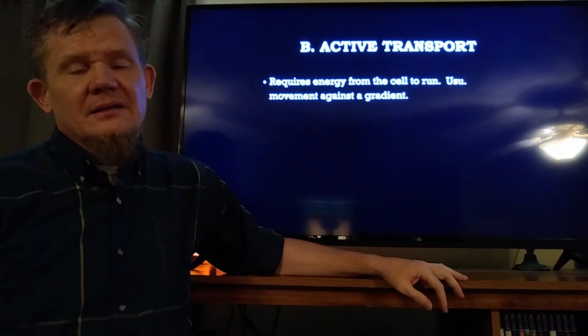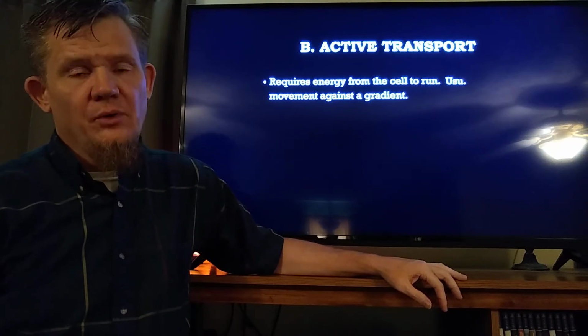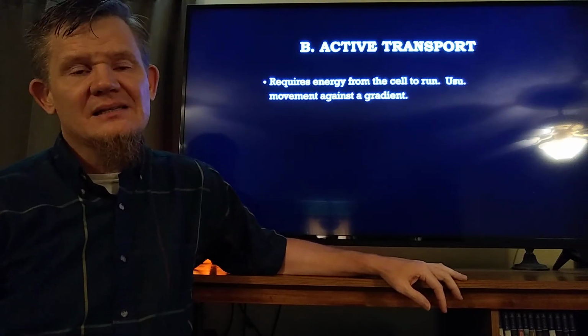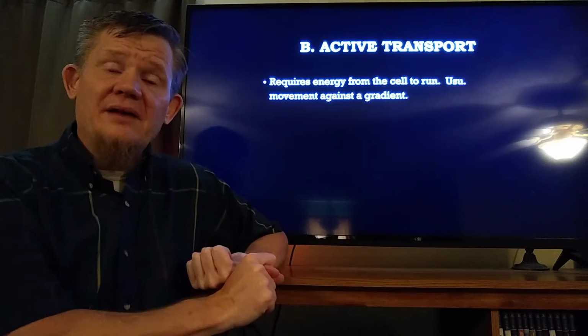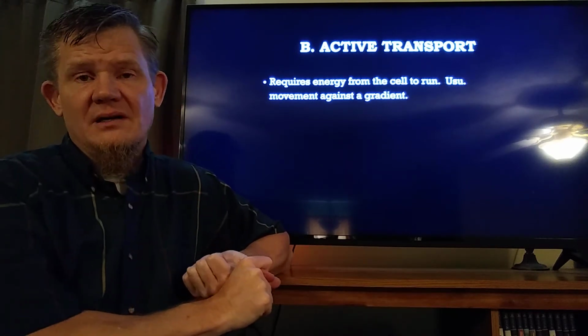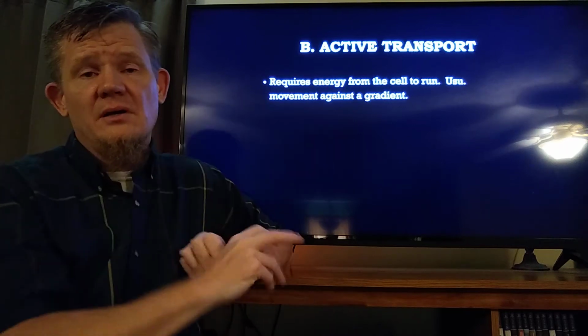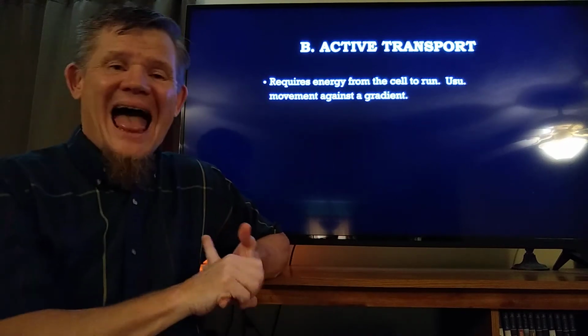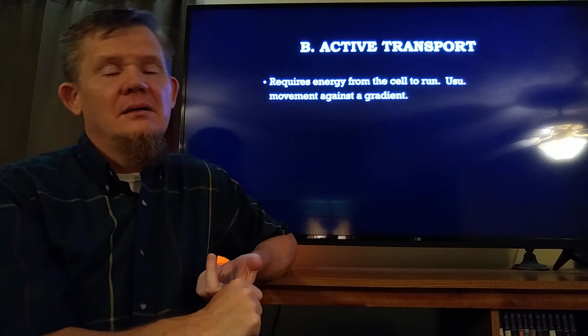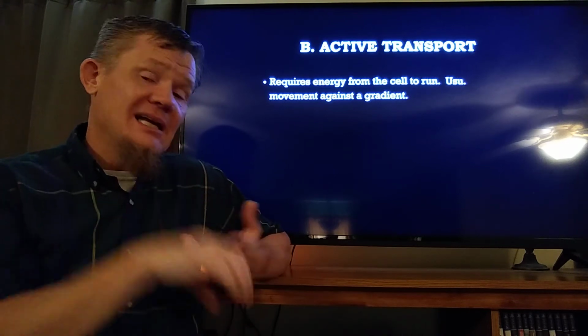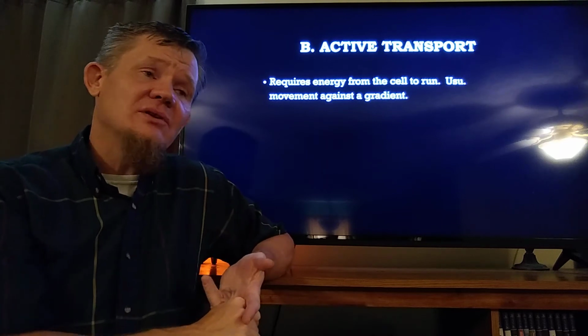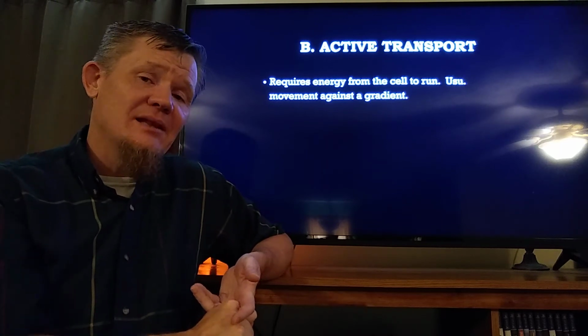There are three methods of transport, three ways in which cells get stuff into and out of themselves. The first way is passive transport, and that doesn't require the cell to spend any energy. And we just finished up talking about passive transport. Active transport does require the cell to spend energy. That's why it's active. Active transport is usually for moving things against the gradient.